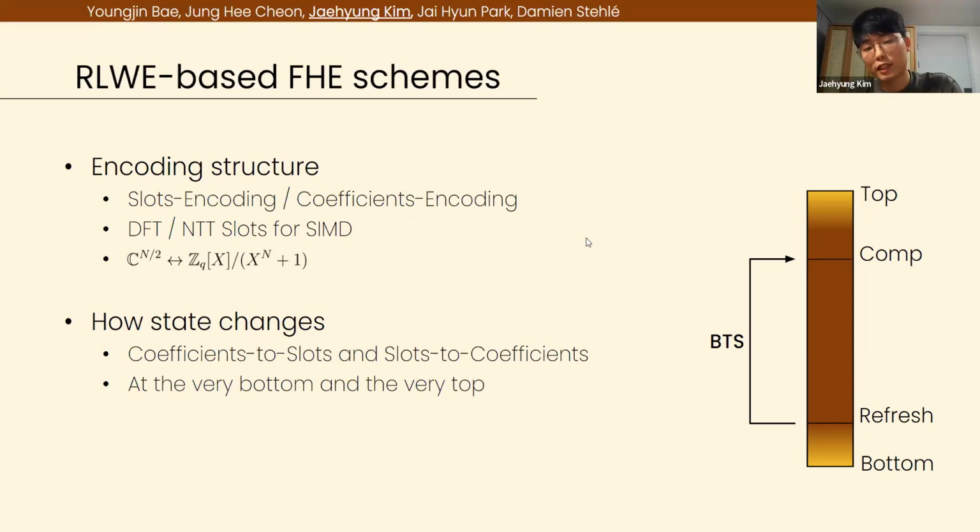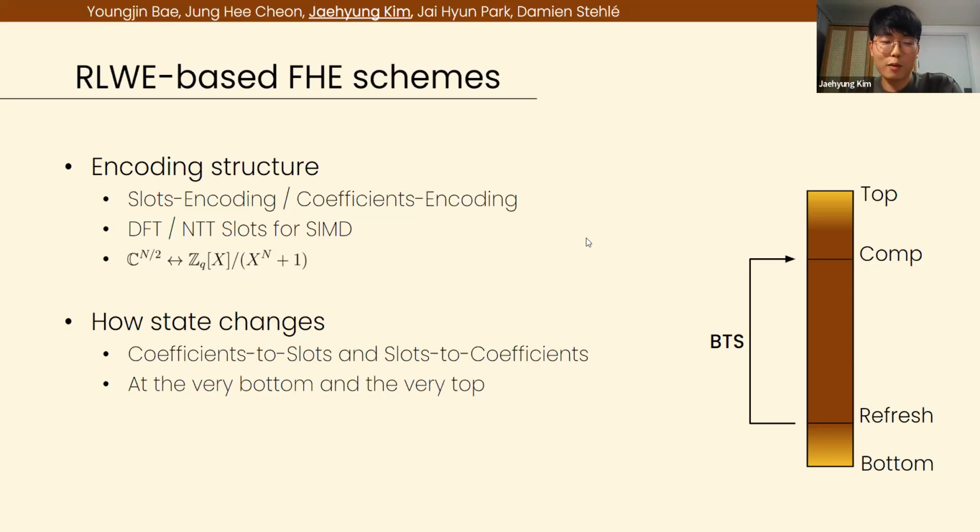For instance, in the CKKS scheme, there is a canonical embedding between a complex vector space C^(n/2) and the space of ring LWE polynomials Z_Q[X] mod X^n plus 1. And this defines the DFT slots of the CKKS scheme.